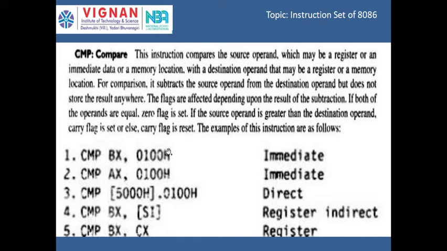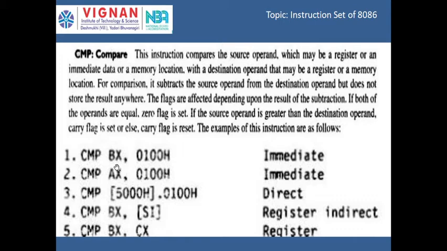Again, the destination operand may be a register or memory location, but both operands cannot be memory operands. For performing this comparison, this instruction subtracts the source operand from the destination operand but does not store the result anywhere. If it is a SUB instruction, it stores the result somewhere, maybe in the destination operand, but this instruction will subtract the source operand from the destination operand and the result will not be stored anywhere.